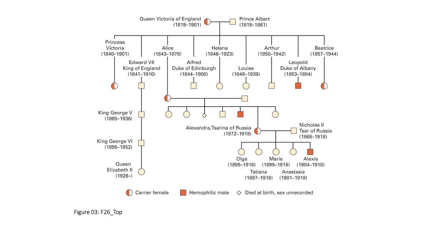Now, Nicholas and Alex had five children, four girls and a boy. You may have heard of Anastasia, if you haven't heard of any of their other children. Alexei had hemophilia because he got his Y chromosome from dad, and he got his X chromosome from mom, and mom got her mutant X chromosome into him.